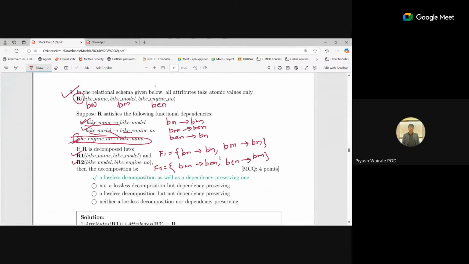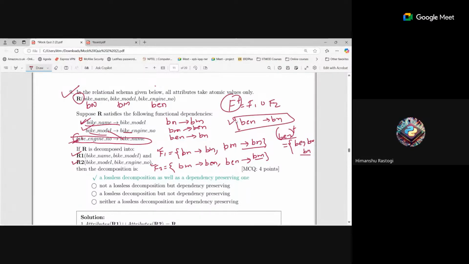So if I apply that concept here, F plus will be what? F1 union F2. It means all four FDs will be there. If I take all four FDs, what do I want? Bike engine number determines bike name. So if I simply take the closure of bike engine number based on F plus, basically both the FDs, simply I can take BEN. From BEN I can get BM, and from BM I can get BN. So I can say from BEN I can get BN, like that. So that's what, Sir, preserved.